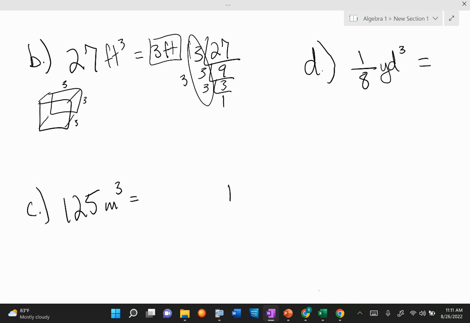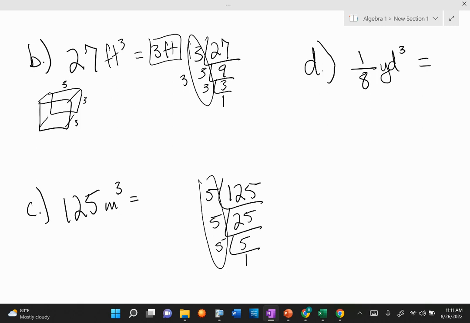Okay, so we're doing prime factorization of 125. Your first one that you said is 5. 125 divided by 5 is 25. Perfect. Which will give us 5. Perfect.